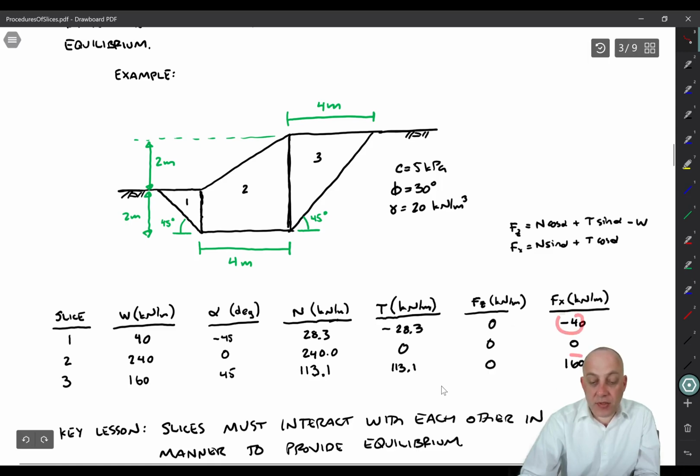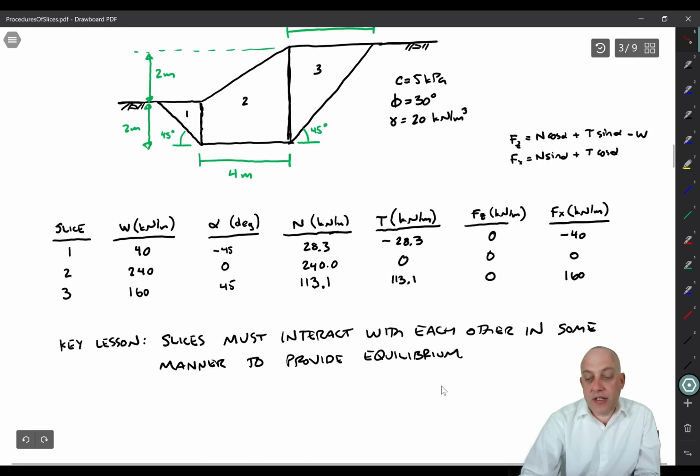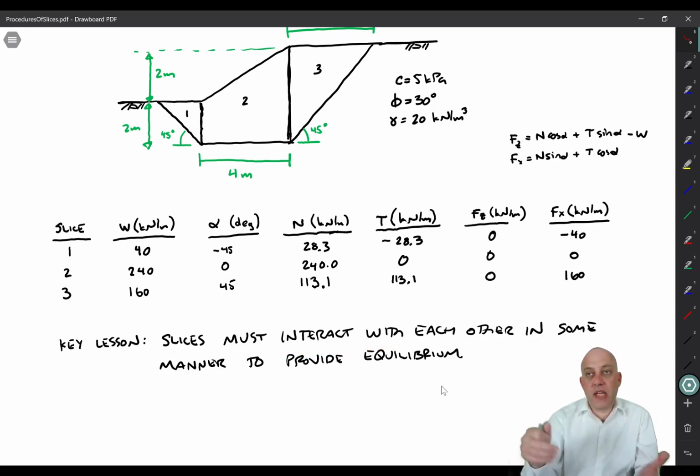So some of the slices are not in equilibrium. In particular, slice 1 and slice 3 have an imbalanced force. And if you add those together, the full free body diagram is out of balance by what turns out to be a plus 120 kilonewtons per meter. So the key lesson here is that the slices have to interact with each other in some way in order to provide equilibrium. You can't make the assumption being made here in the ordinary method of slices, that there are just no forces acting on the vertical slice boundaries, and have a valid limit equilibrium method.